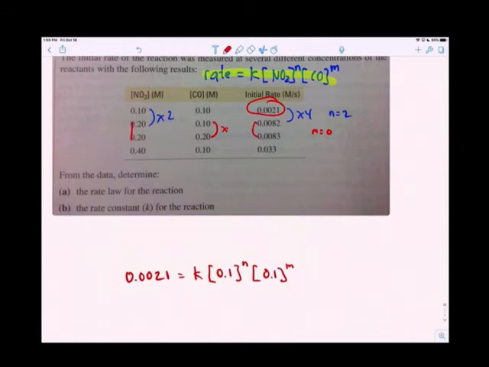Now I'm going to write it a second time with a different color. So our rate, 0.0082, equals a rate constant, concentration 0.2 to the n, 0.1 to the m. Actually, maybe I'll get a little more space here.